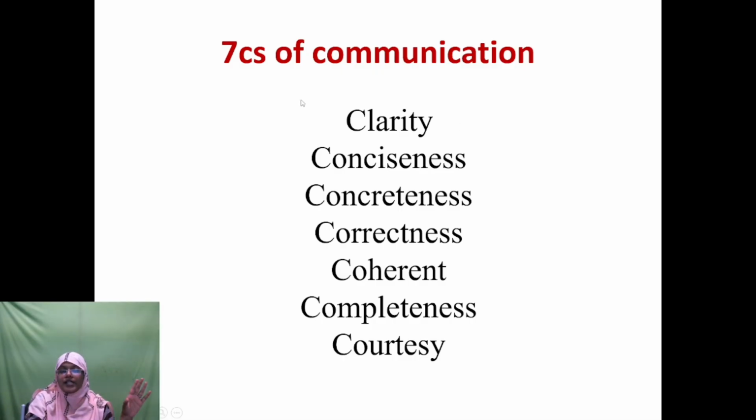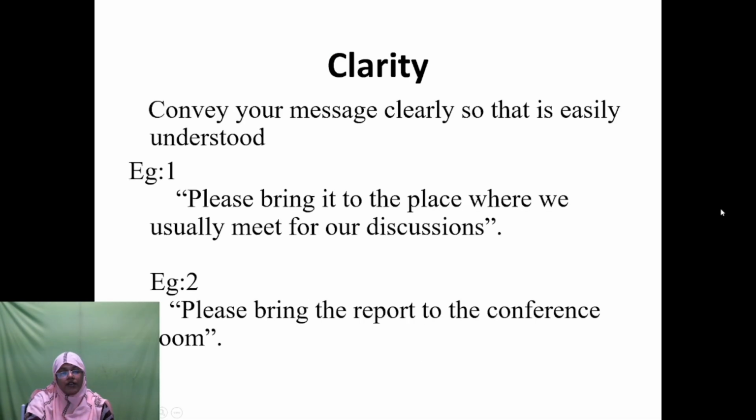There should be seven C's of communication to make my communication very effective. First of all, we want to clearly know what communication is and how to deliver effective communication. Then only can we go for English fluency. If we are strong in these seven C's of communication, the English communication is completely effective. The first one is clarity, then conciseness, concreteness, correctness, coherence, completeness, and courtesy. We will see them one by one.